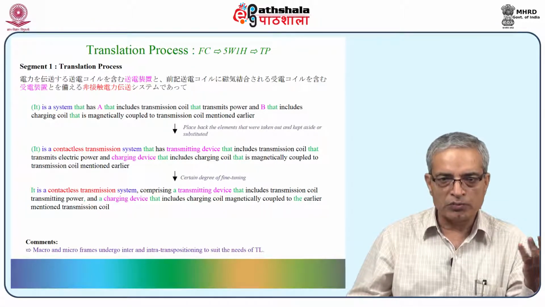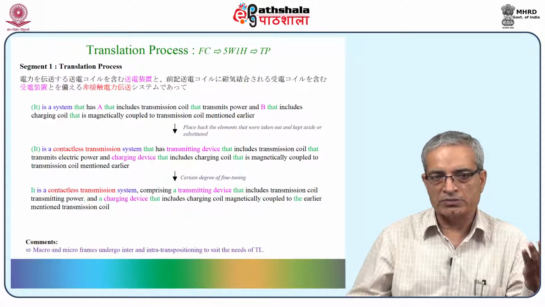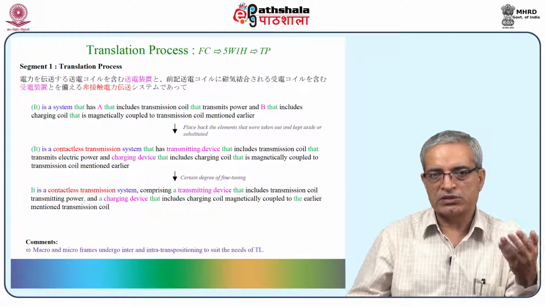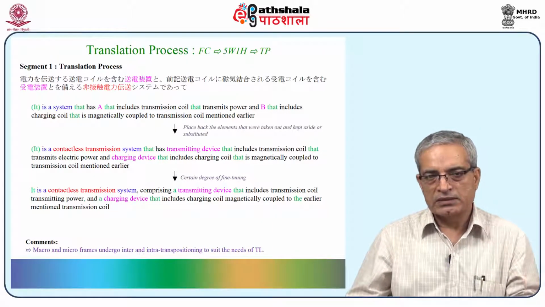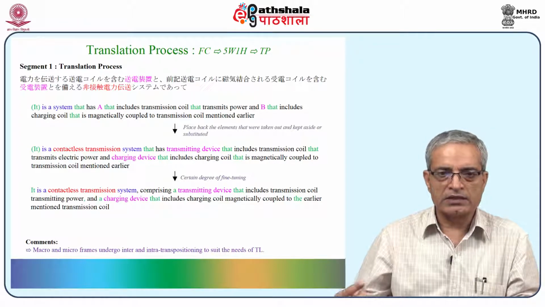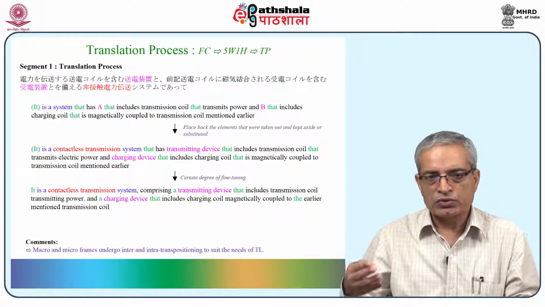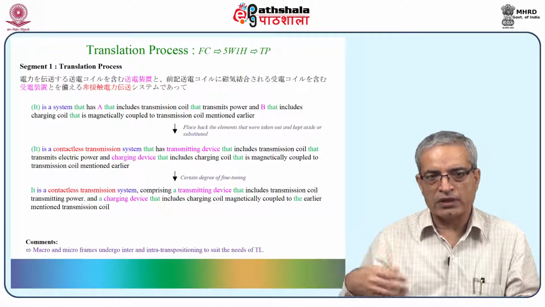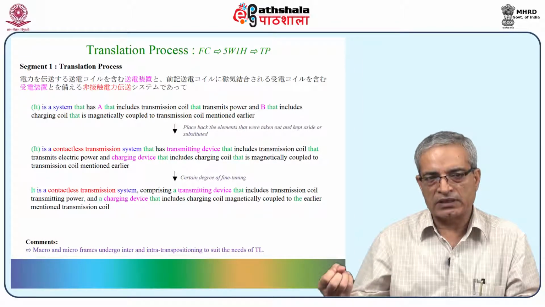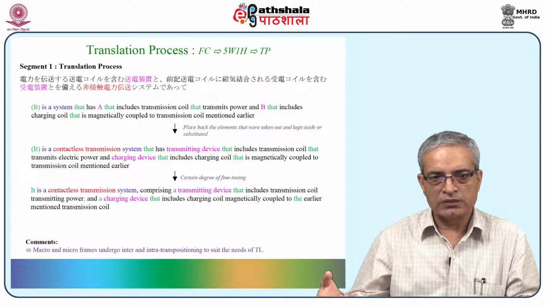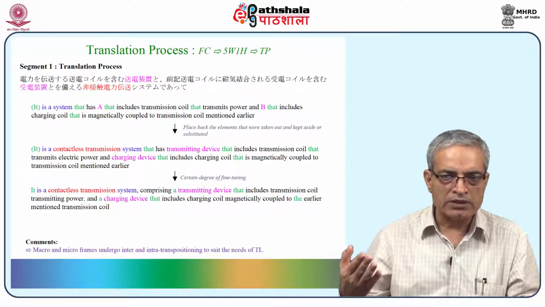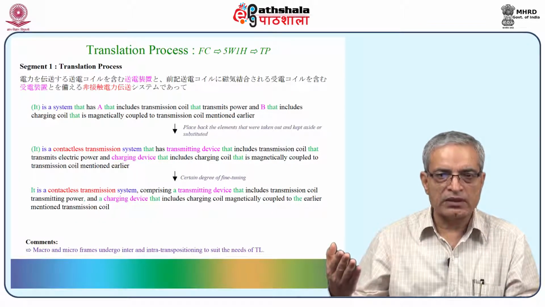Now let's try to put back what was taken away. So it comes as: it is a contactless transmission system that has a transmitting device that includes, so those words which were dropped are being brought back. That means adjectival words, primarily adjectives, and I think there's a charging device that is coming here.